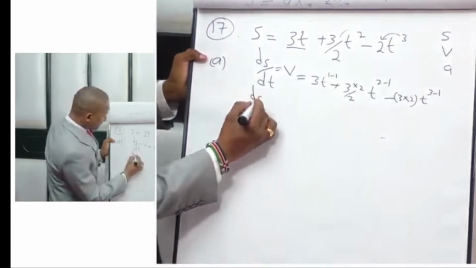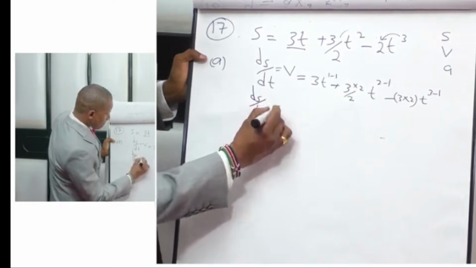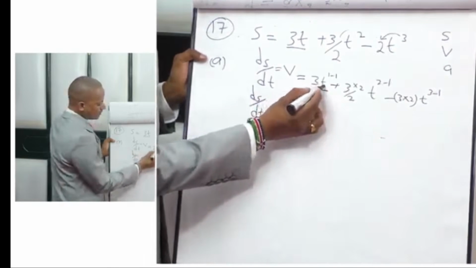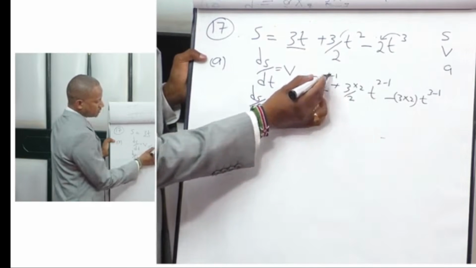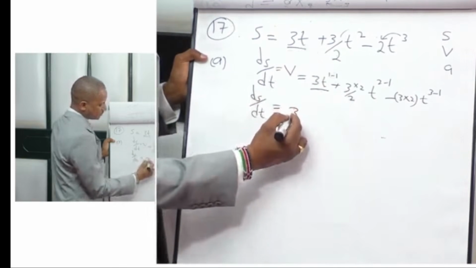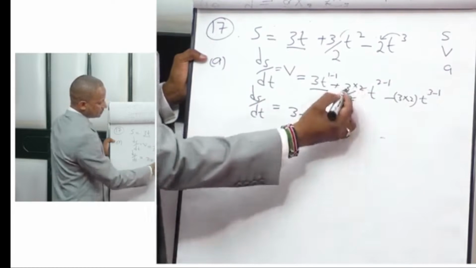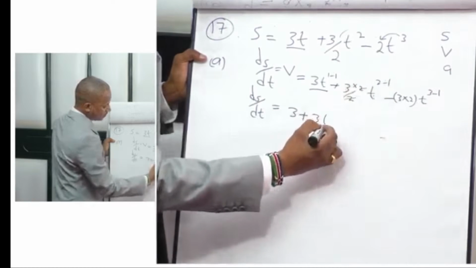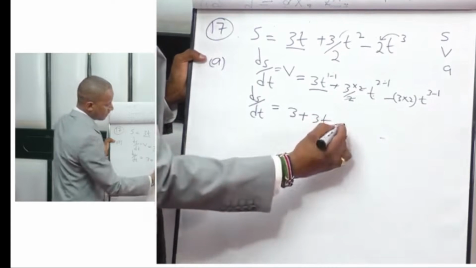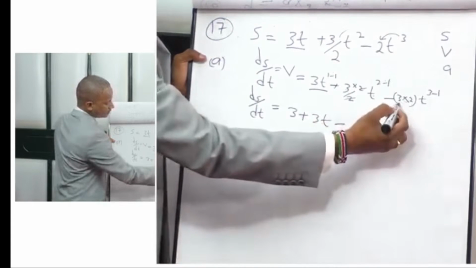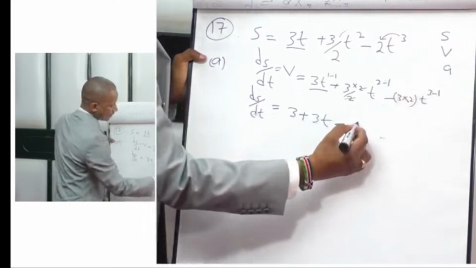So ds/dt equals 3t raised to power 0. t raised to power 0 is 1, so this is 3. Plus 2 and 2, this is 3t raised to power 1, which is 3t. Minus, this is 6t squared.